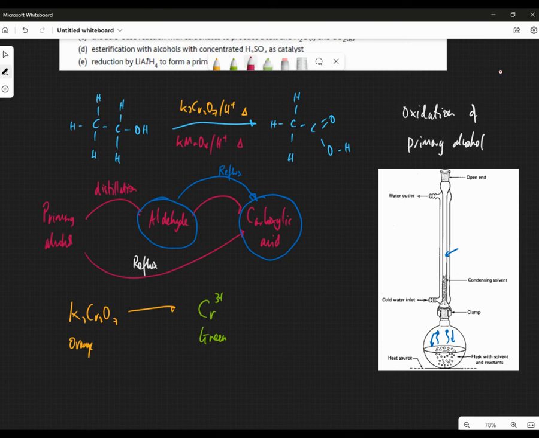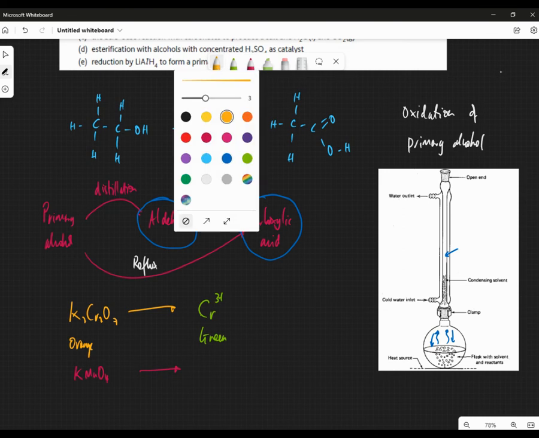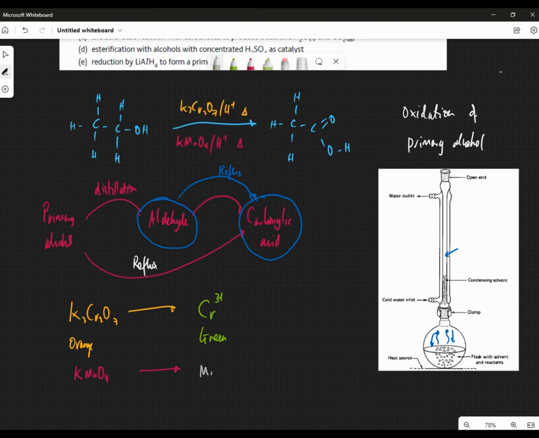For manganate, it starts off as purple, acidified potassium manganate, and it ends up as colorless, the Mn2 plus ion. This is purple, and this goes to colorless. Okay, so that's the first bit done. That's one way we make a carboxylic acid. We oxidize a primary alcohol, or we oxidize an aldehyde.